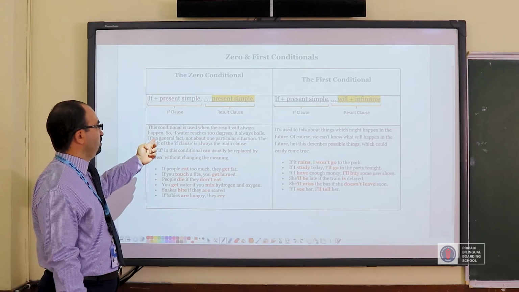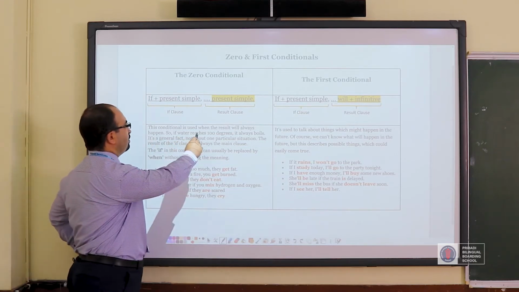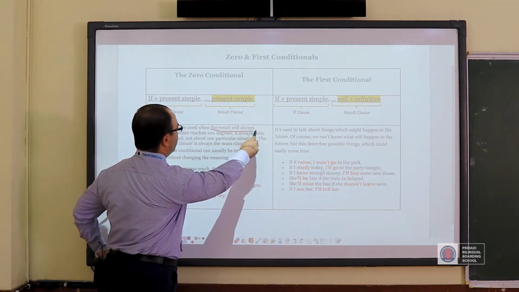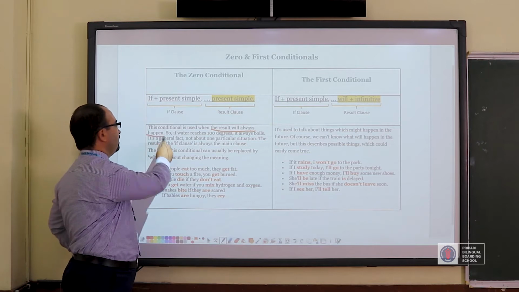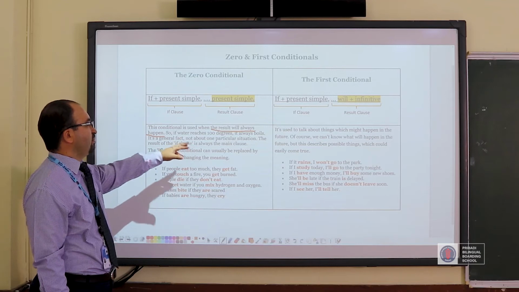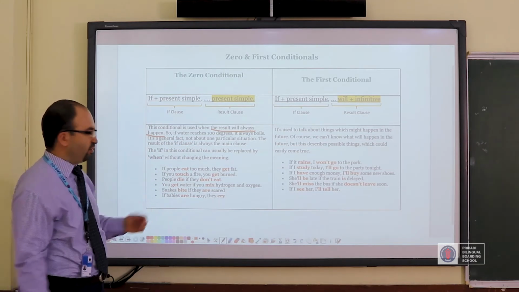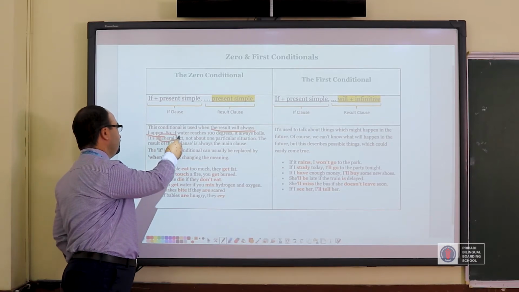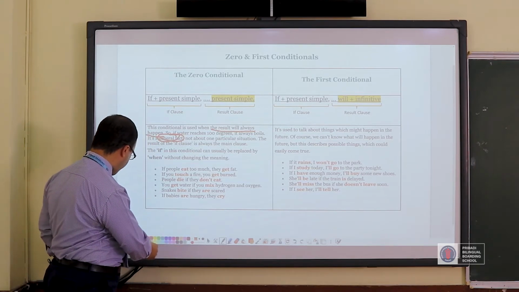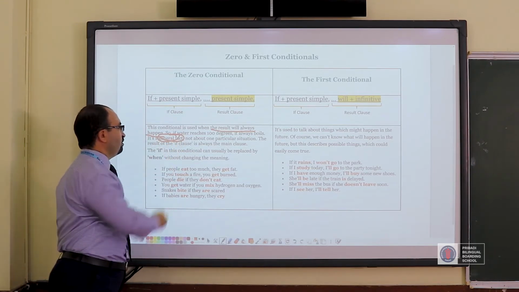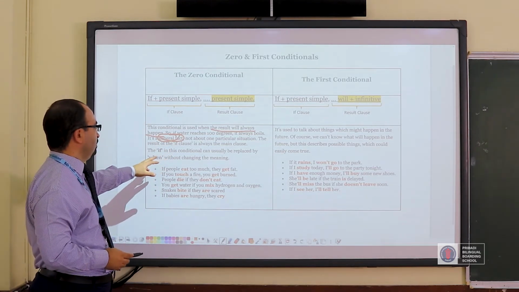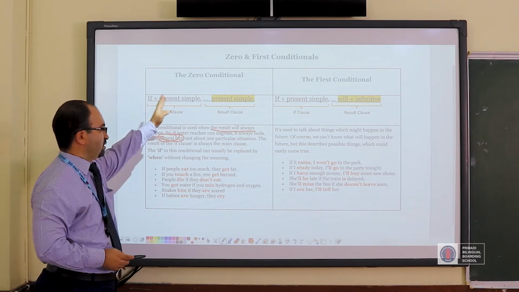And when do we use them? The zero conditional is used when the result will always happen, right? So, for example, if the water reaches 100 degrees, it always boils. So it's a general fact. This word is important: general. It is a general fact, and not about one particular situation. It's always the same. So we use zero conditional.